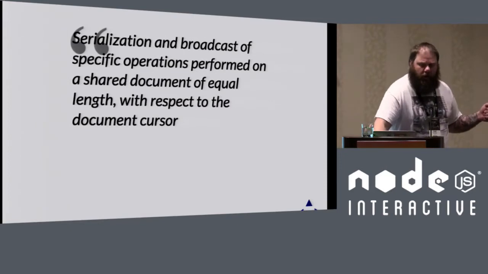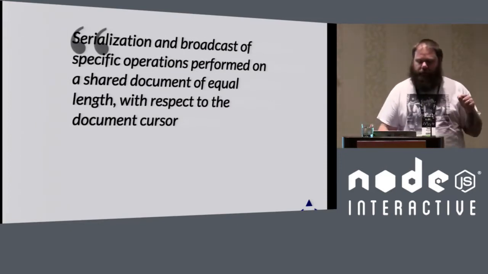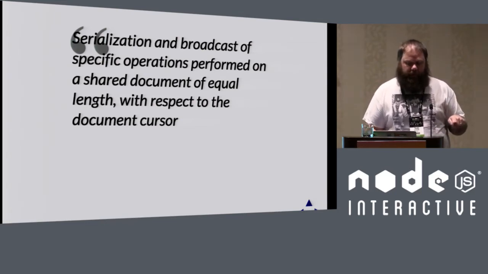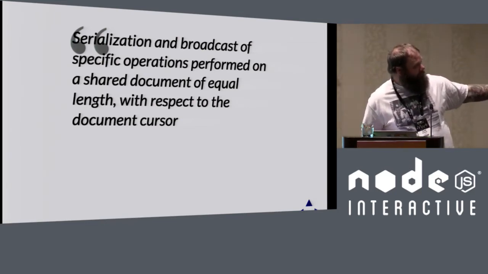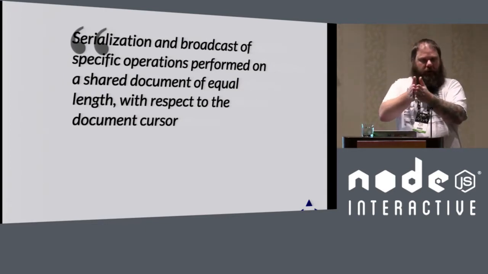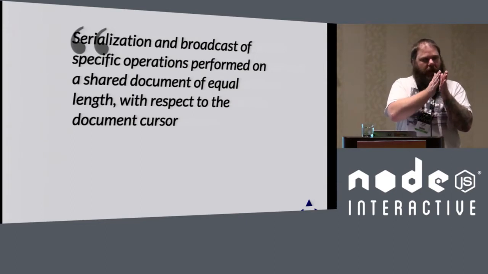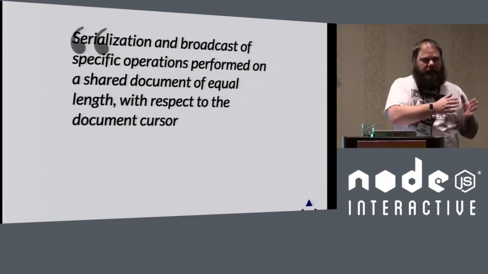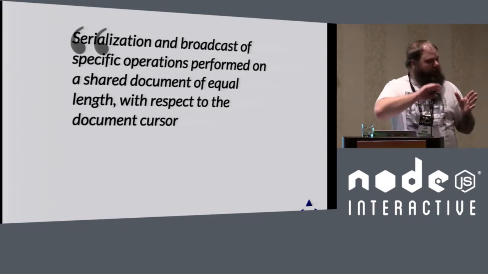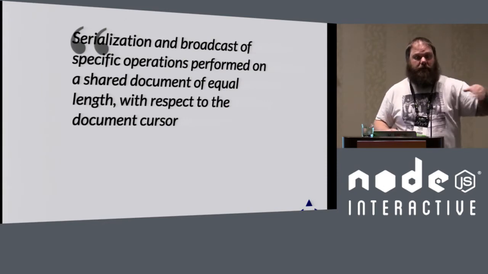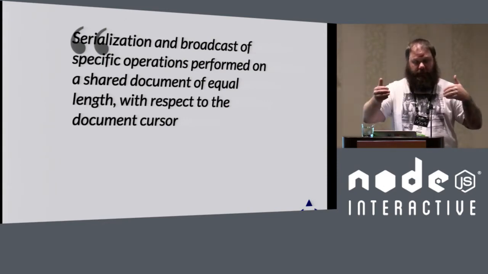And the point of operational transform is the serialization and broadcast of specific operations performed on a shared document of equal length with respect to the document cursor. The document cursor is a really important concept to grab here. It's not where you are actually typing, it's where in the document the edits are being made. Where you're typing versus where the edits are being made is a fine distinction, but you can be typing way ahead of where the edit's actually being made on other clients. Your clients can be massively out of sync with this, and it doesn't really matter.